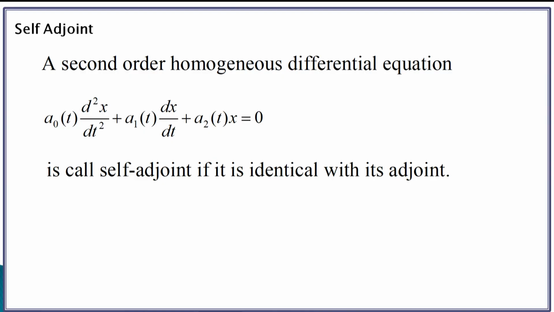Self-adjoint. What is self-adjoint? If an equation and its adjoint equation are identical, then we say that it is a self-adjoint equation. We'll see very shortly what the benefits of identifying self-adjoint equations are, and several theories related to it.